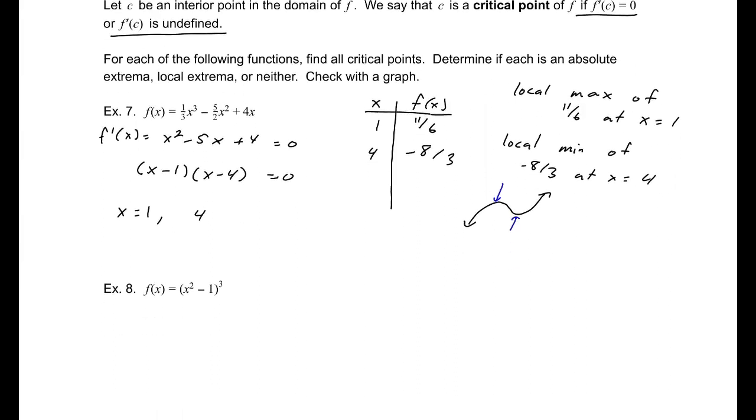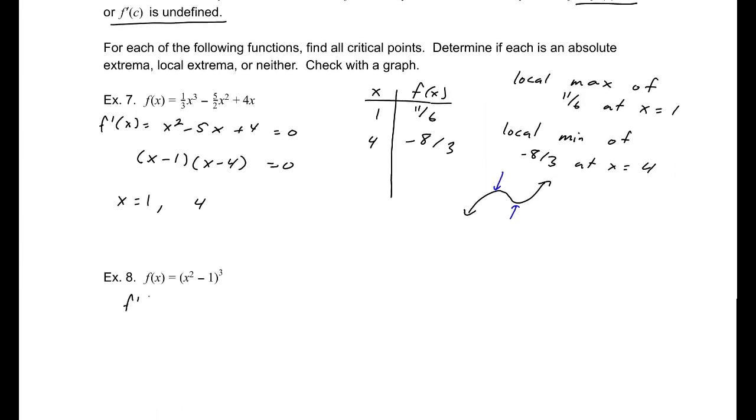All right, number 8, f prime of x. The derivative of that would be 3x squared minus 1, with our chain rule of squared times 2x. Now, setting that equal to 0, we can see that we're going to have x equals plus or minus 1 from that term there, and x equals 0. So we have 3 critical points. The derivative is never undefined.